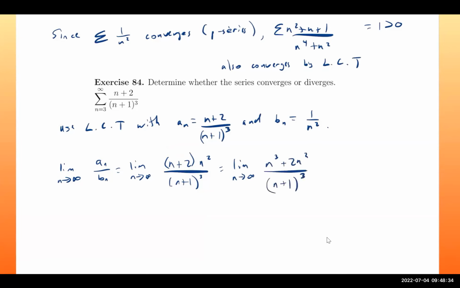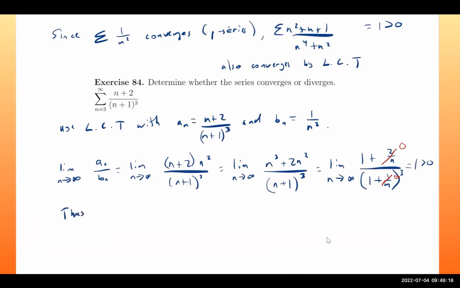Okay, now when you divide everything by n cubed, because that's the highest power of the denominator, you're going to end up with 1 plus 2 over n. When you divide this by n cubed, when you go into the parentheses, since it's cubed, you're really dividing the inside by n. So you just need to go into the parentheses and divide by n, which is 1 over n cubed. These two terms will approach 0, and you're going to end up with 1, which is greater than 0.